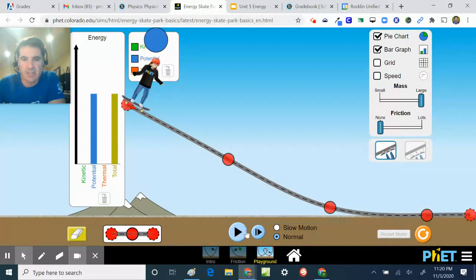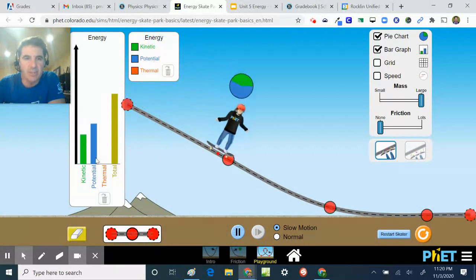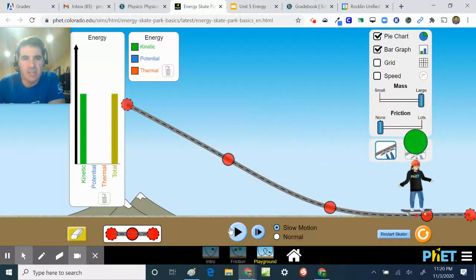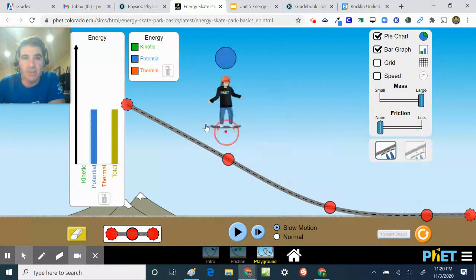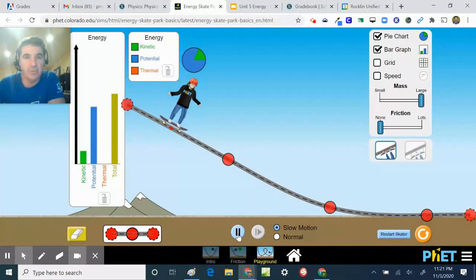So as I let the skater go down, you will see a couple things. You'll see that this blue turns to green and the blue turns to green. And so by the time it gets to the end, it's all kinetic. And so the gravitational potential energy that you have at the beginning, which is a full pie chart, and it's the full complement here for the potential energy here, as you go down, it begins to turn to kinetic energy.